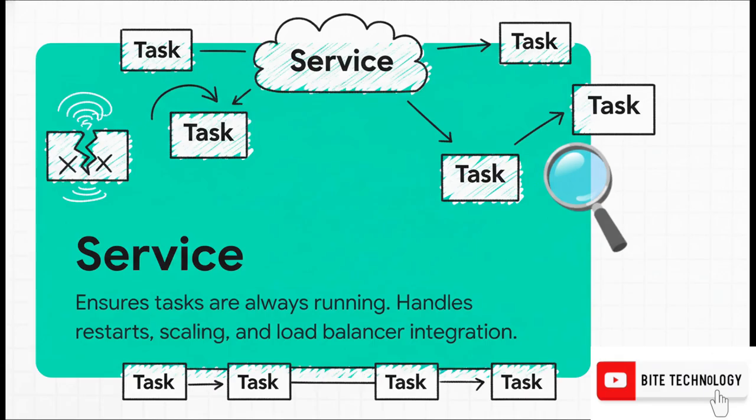But wait a minute, what happens if a task just stops or crashes? That's the exact problem the service solves. The service is like the project manager for your application. Its job is to make sure you always have the number of tasks you want running 24/7. It handles restarting failed tasks and even hooks into load balancers.